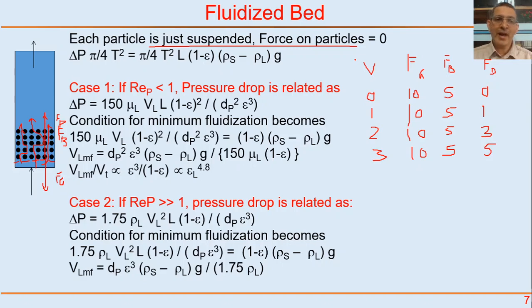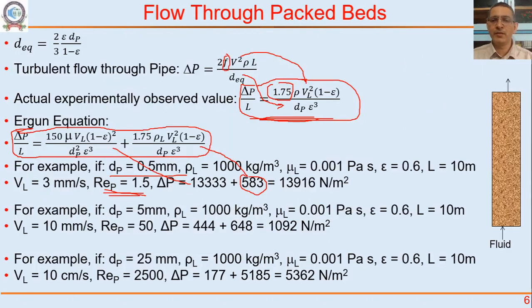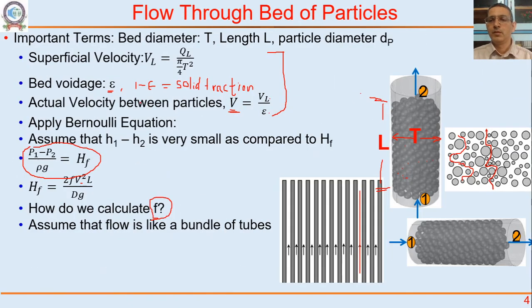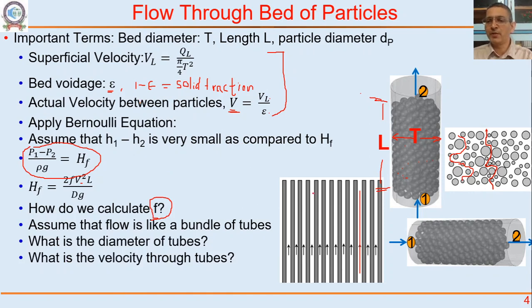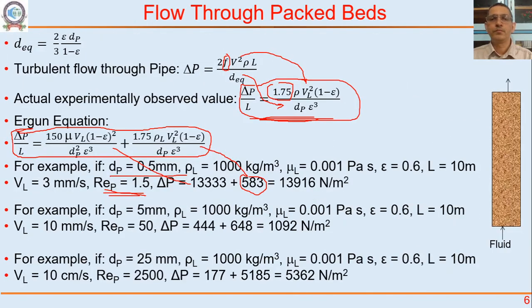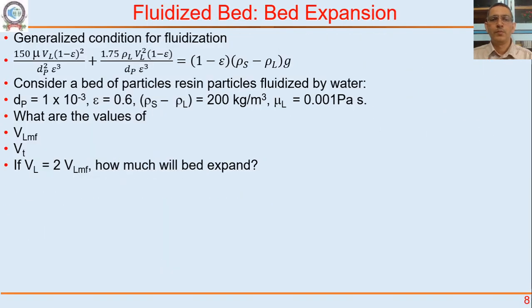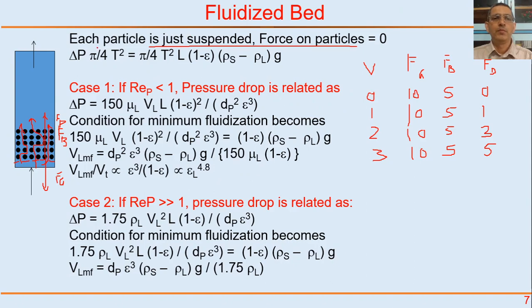Now the drag force is coming from the pressure difference, P1 minus P2. That's how much force is required, how much friction, how much drag there is. So P1 minus P2, delta P, multiplied by pi by 4 d square, that's the drag force. That must be exactly balanced by the gravity minus buoyancy force. What is the gravity minus buoyancy force?